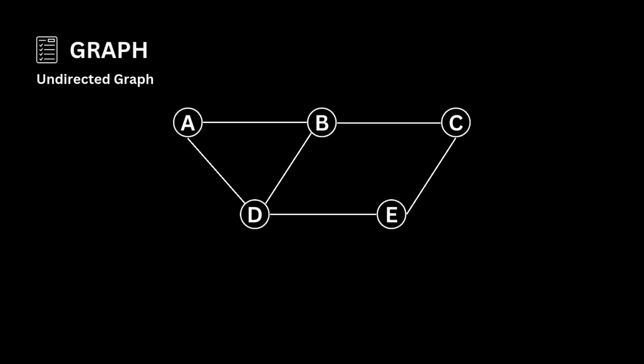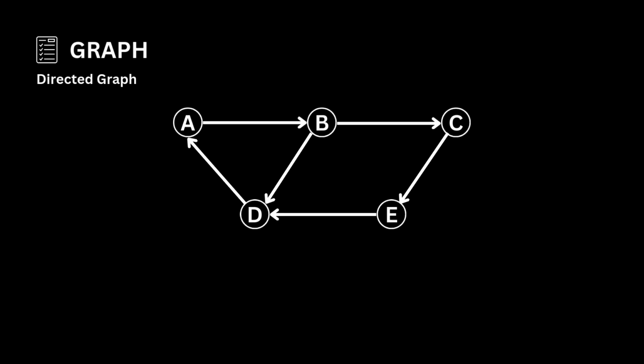The graph shown here is an example of an undirected graph, as its edges are not associated with any specific direction. For instance, if an edge exists between the vertices A and B, it is possible to traverse from A to B as well as from B to A.